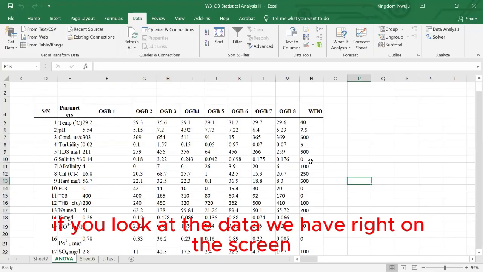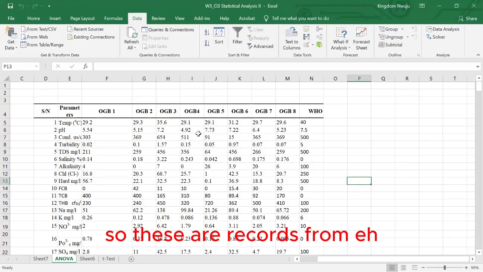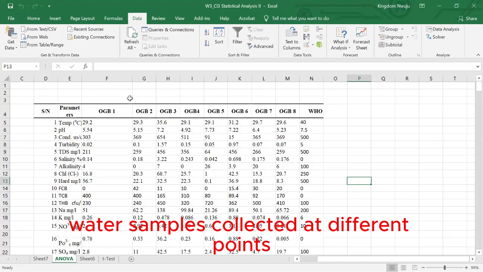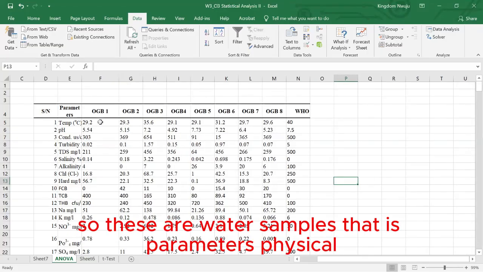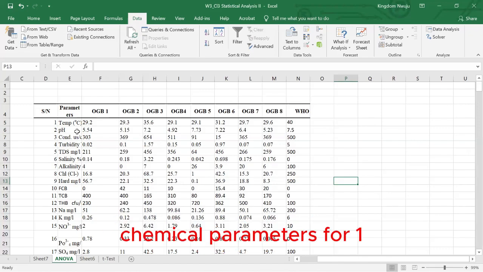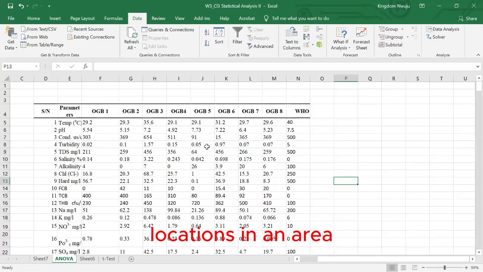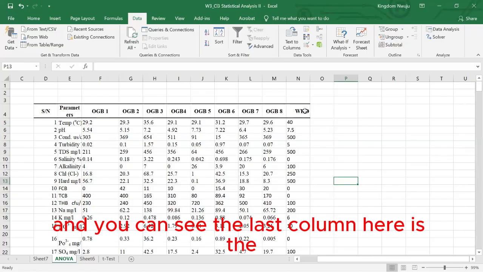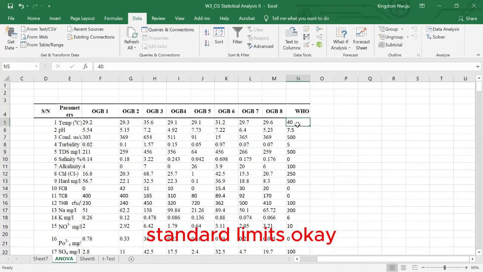Now, if you look at the data we have right on the screen, you can see OGB 1, 2, 3, 4, 5. So these are records from water samples collected at different points for a study I was working on. So these are water samples, that is physicochemical parameters for 8 water samples collected at different locations in an area. And you can see the last column here is the standard limits, which is WHO standard limits, okay?